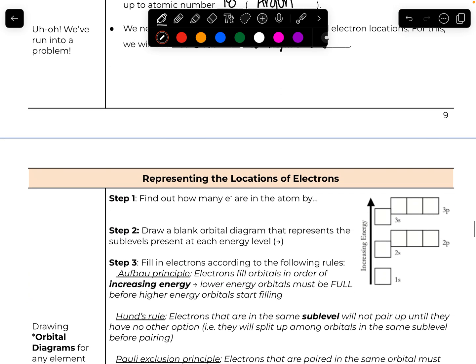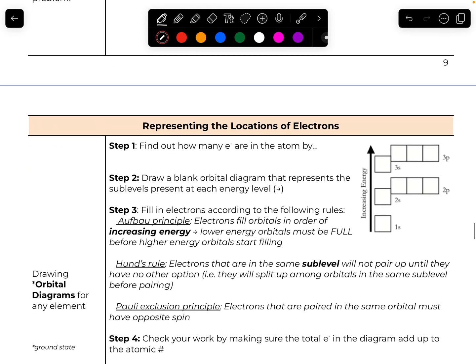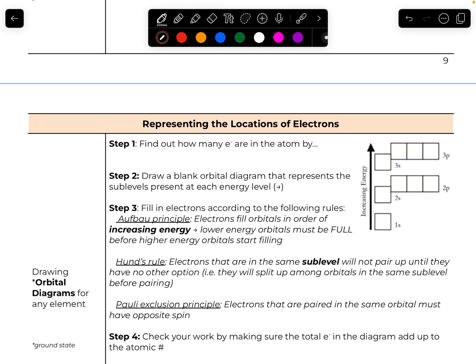So how do we do this? You learned about these last night, or whenever you decided to do your homework. These are called ground state orbital diagrams. Orbital diagrams are ways of representing locations of electrons by representing orbitals as little boxes, as little areas of space.